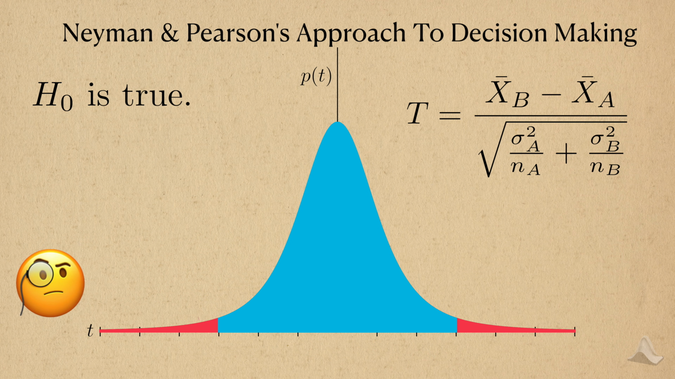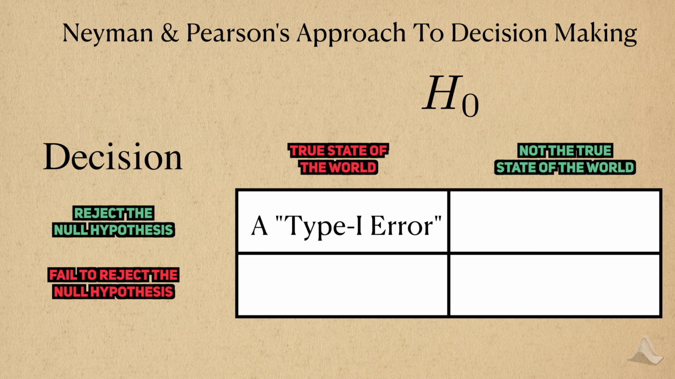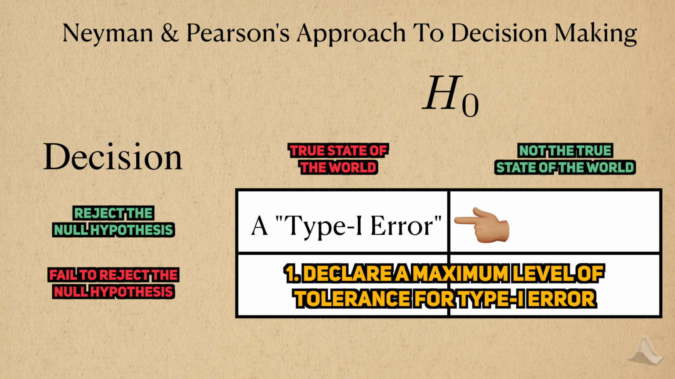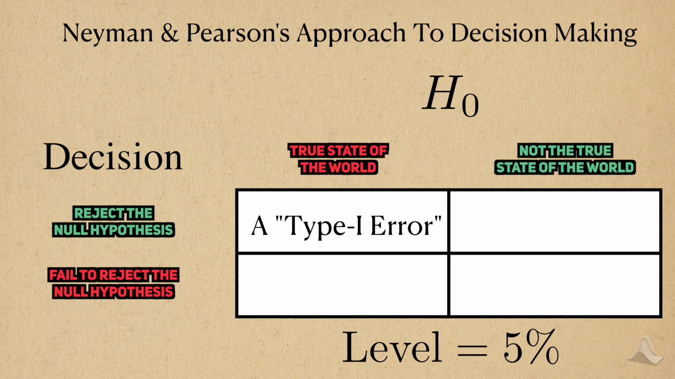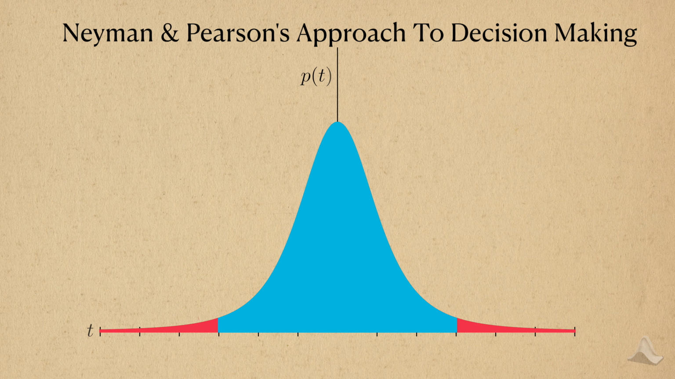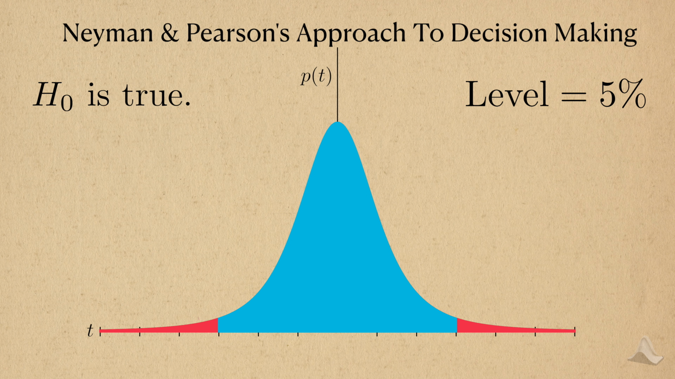But this brings up another question. How do we decide the values of these critical points? Neyman and Pearson want us to declare a maximum level of tolerance that we have for type 1 error. We call this the level of our test. This is slightly different from the significance level described by Fisher. It's usually 5%, but if we want to be especially strict on type 1 errors, we can choose something smaller, like 1%. Let's say that we'll tolerate a 5% probability of a type 1 error.